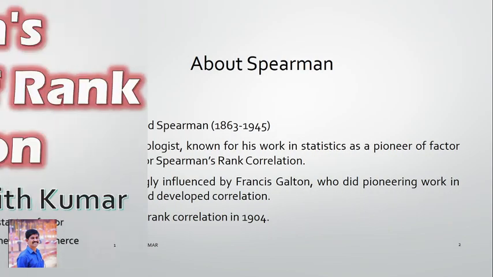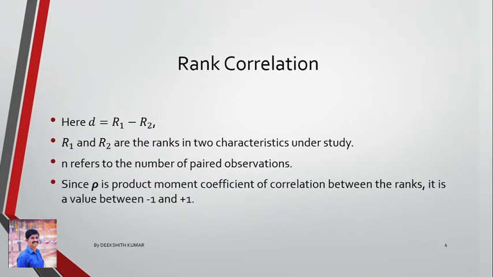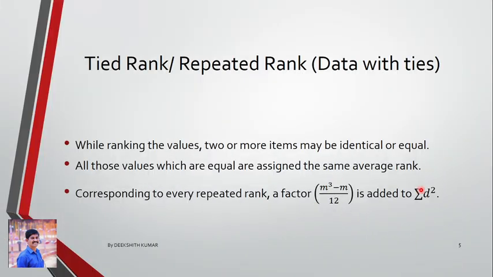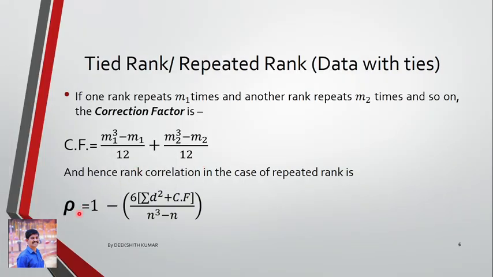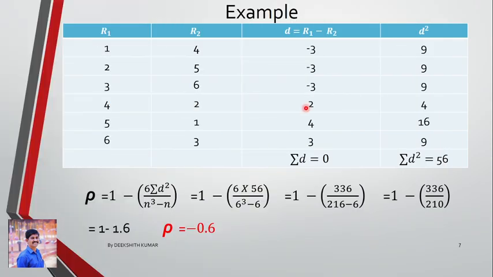Once again, I'll repeat what we have seen in the last slides. We have studied Spearman's rank correlation. We have seen the formula. Importantly, rho is equal to 1 minus 6 sigma D square divided by n cube minus n. When a repeated rank arises, we add a correction factor to sigma D square. Then the formula becomes 1 minus 6 times sigma D square plus CF, divided by n cube minus n. In this video, I have not shown examples of tied ranks. In the next video, I am going to show this type of problem.